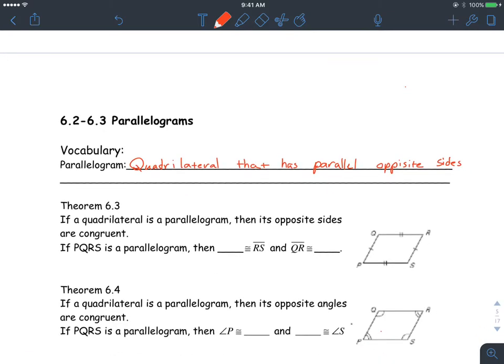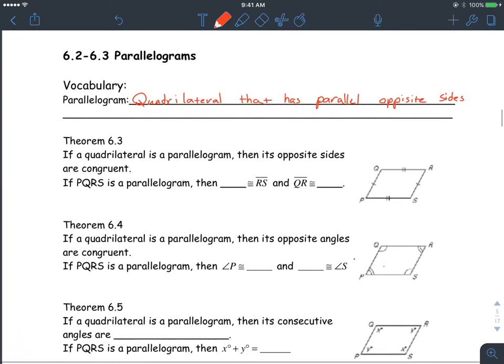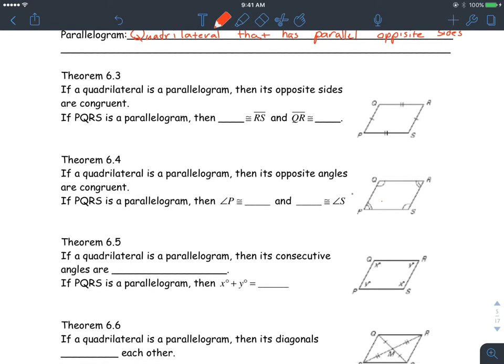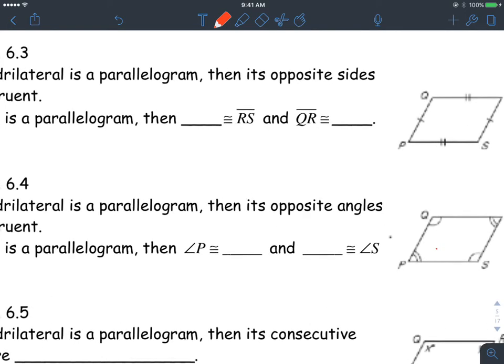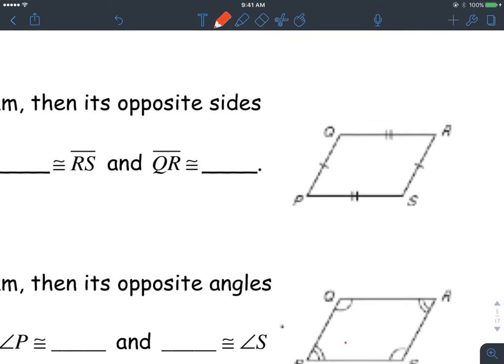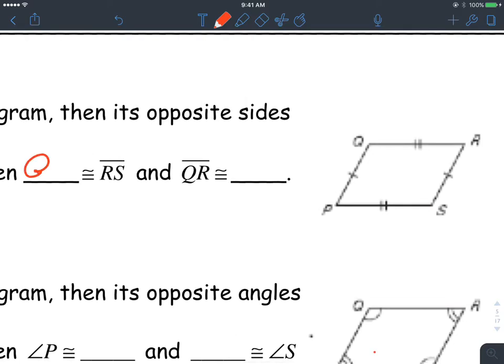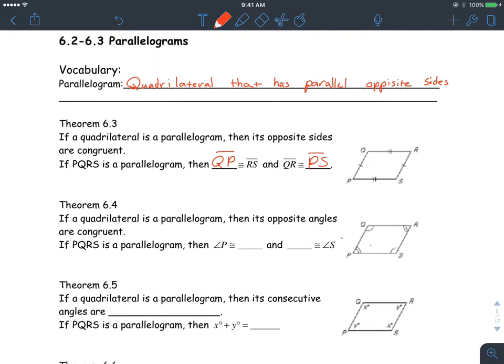Alright, now there are a couple of theorems and things about parallelograms when you have them. So if a quadrilateral is a parallelogram, then the opposite sides are going to be congruent. So we can say that the side RS is congruent to the side QP, and then QR is congruent to PS. Okay, so opposite sides are congruent.